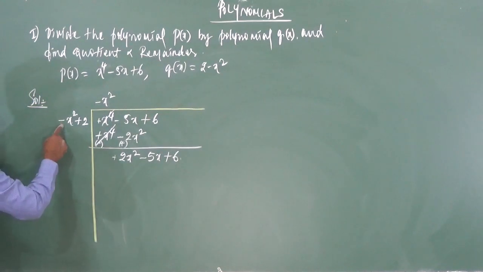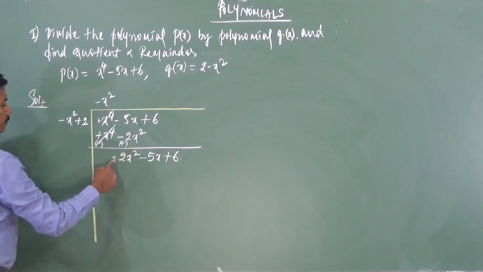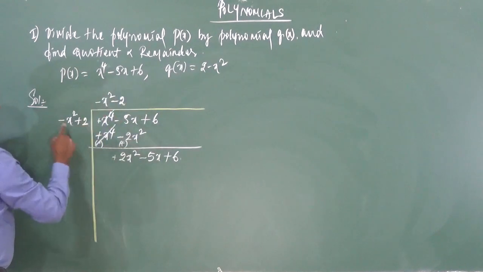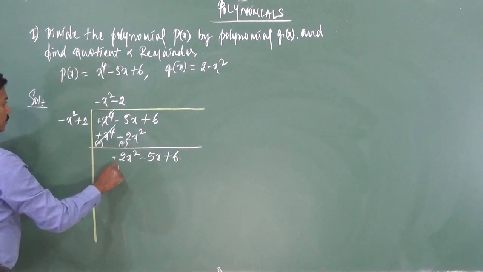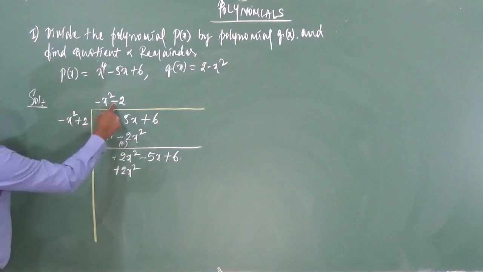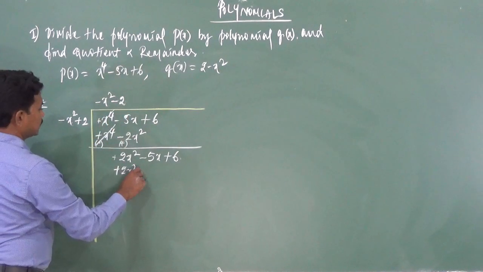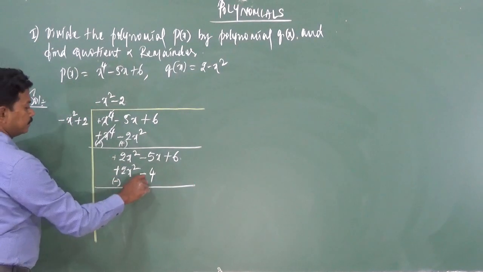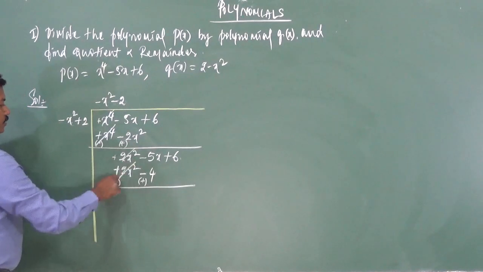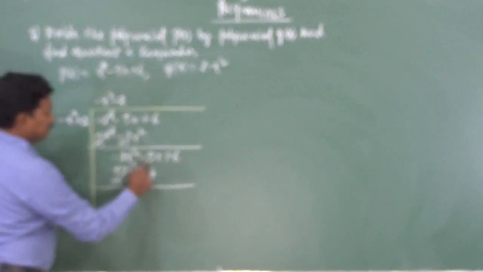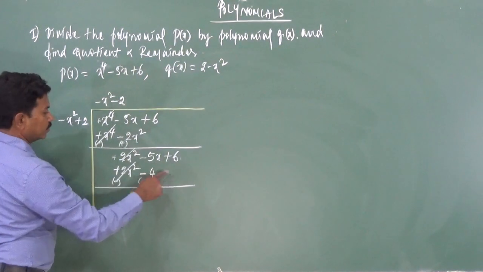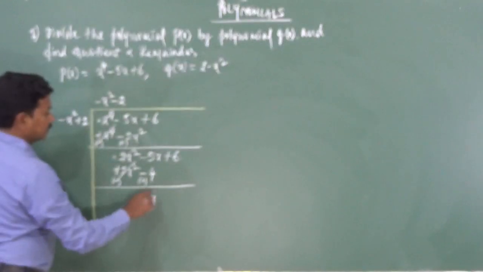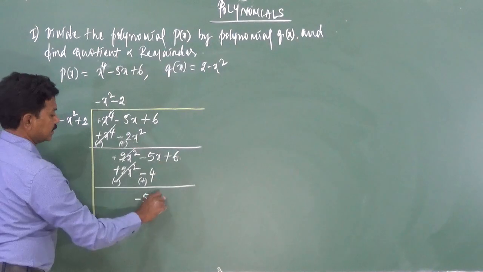Right. So now again we will start. Minus x square into what gives you plus 2x square? So it is minus 2. Minus x square into minus 2 is plus 2x square, plus 2 into minus 2, that is minus 4. Okay, no problem. So we'll change the sign. It becomes plus. Okay, so these two terms get cancelled. So remaining is minus 5x here. So no term is in the bottom to get simplified. So you write the term with the highest degree first. That is minus 5x, and plus 4 plus 6 is plus 10.